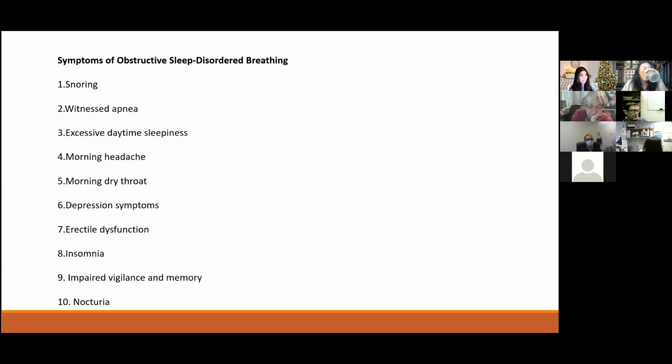So, diagnosing sleep apnea. Some of the symptoms of sleep disordered breathing: obviously snoring is one we hear about a lot. Probably up to 30% of the population snores, but not that many people have sleep apnea, so it's a very non-specific finding. Witnessed apnea is where a bed partner may say it sounds like they stop breathing or they're choking and gasping at night. Morning headaches, dry mouth, depressive symptoms.